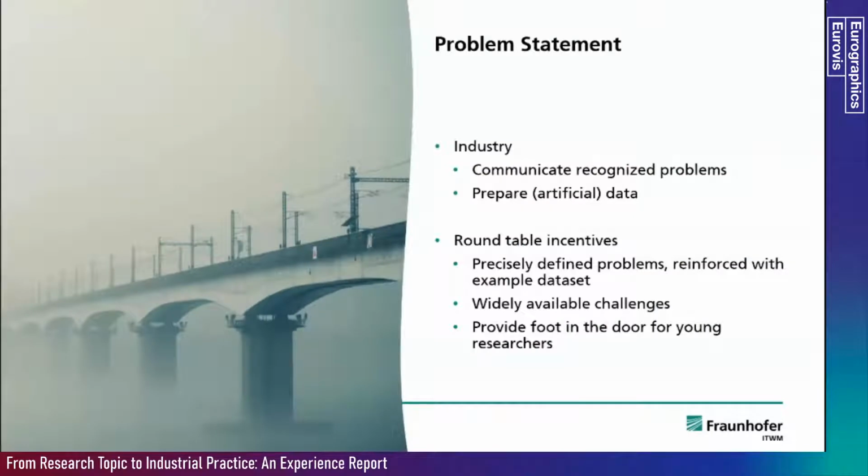Industry needs to make sure to state their problems, to communicate and recognize problems, and prepare data for those problems that scientists can work on, even if it's artificial data. So before the collaboration actually starts, there should be some artificial data so that at least some prototypes and tests can be made. The roundtable incentives should precisely define problems, and they should make sure those problems are reinforced with example datasets. The challenges recognize that those roundtables should be made widely available.